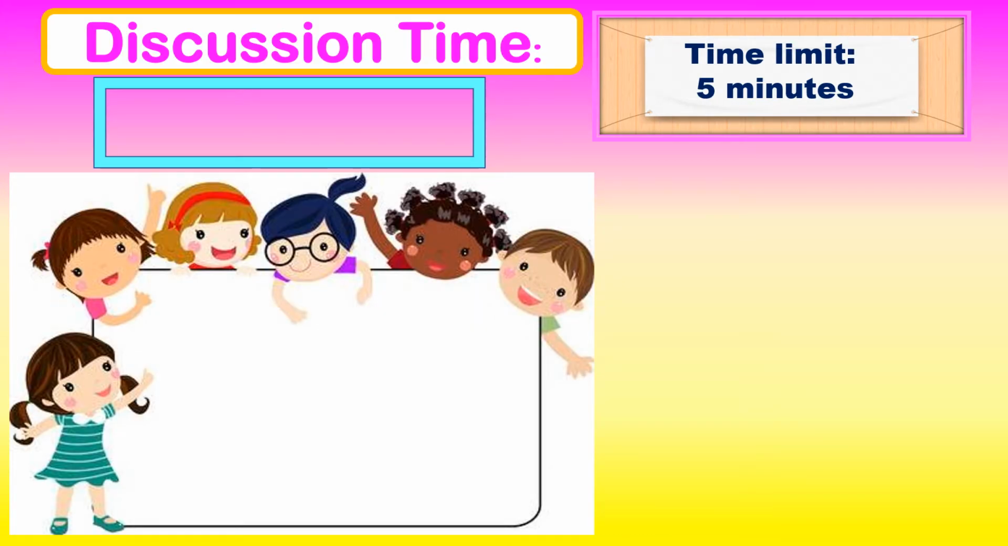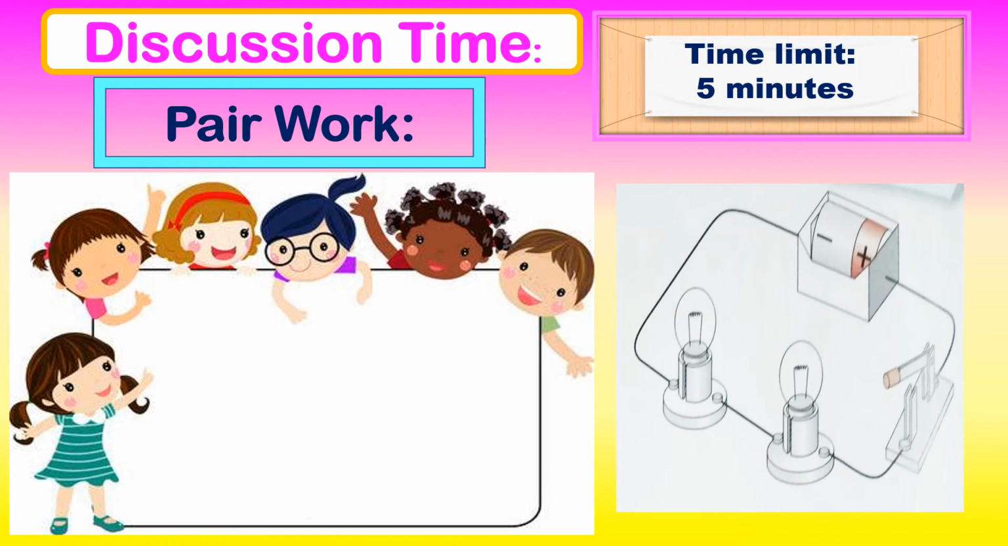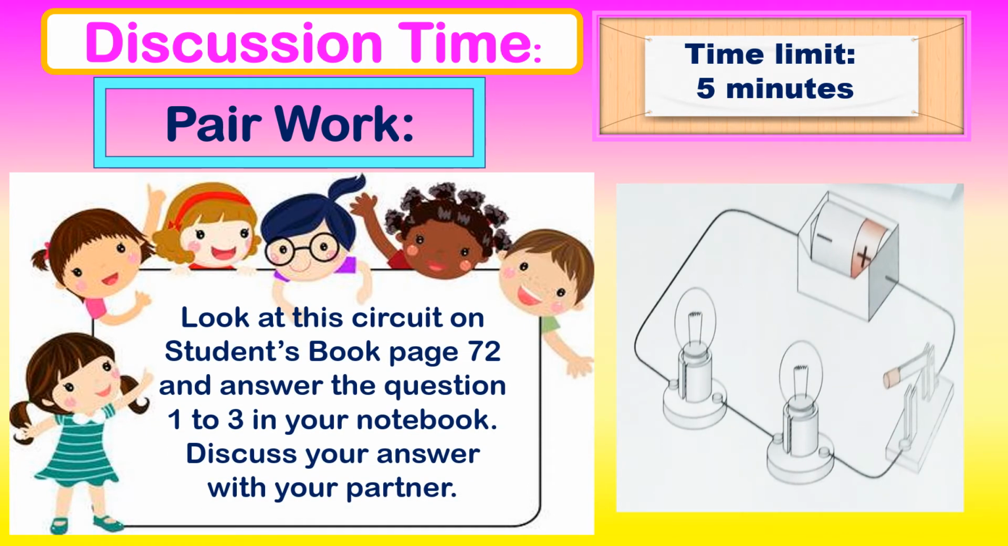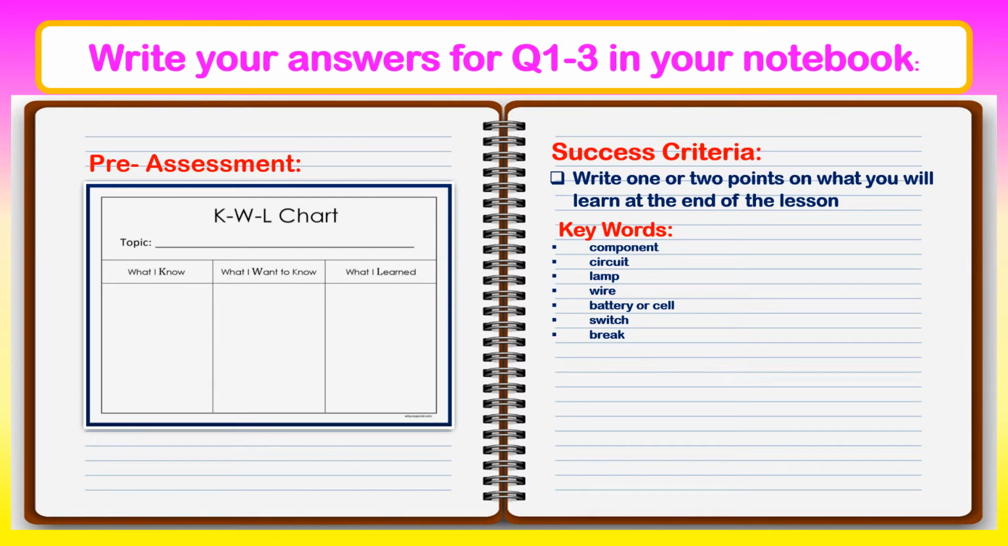Now, it's time for discussion. You will have a pair work activity. You're going to look at this circuit on student book, page 72, and answer questions 1 to 3 in your notebook. Discuss your answer with your partner. The time limit for this activity is only 5 minutes. In your notebook, you're going to write the answers for questions 1 to 3. Write SB or student book, question number 1 to 3, then the page number.